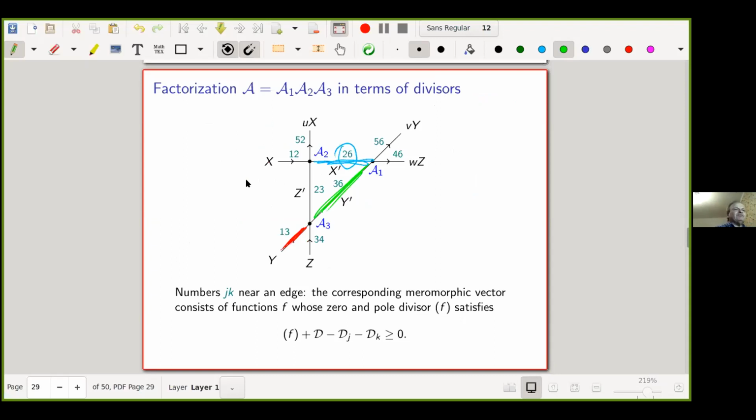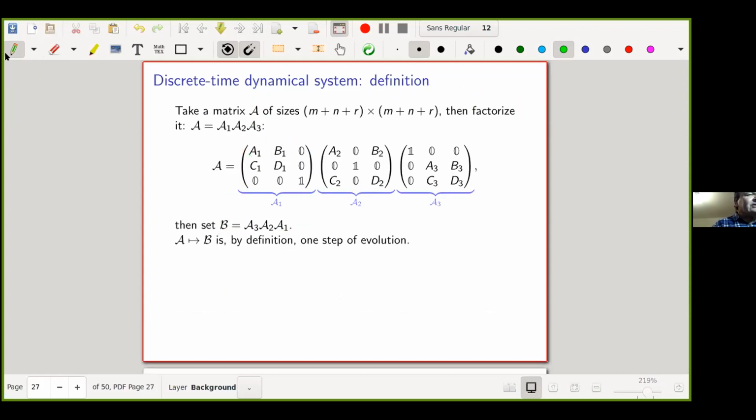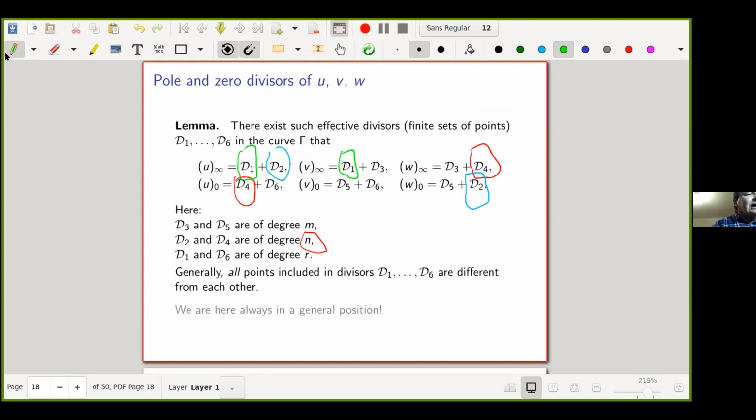Okay, so now please look at this picture about these divisors, and compare this picture to something else. Okay, this picture, and now I return. I return where?